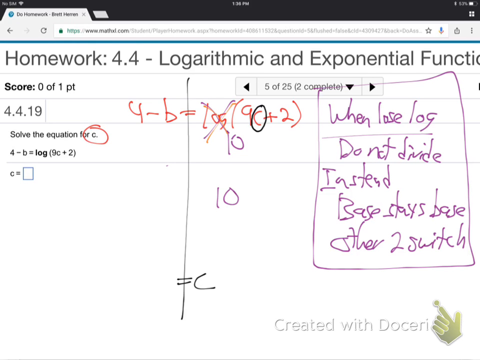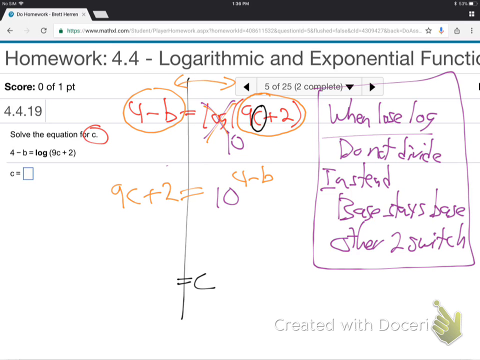The log's gone. He's not there anymore. So what else is left? All the 9c plus 2 and all the 4 minus b. They're going to switch positions. I wrote in the base by the log there, it's helpful. Instead of looking like 10 to the 9c plus 2, they're going to swap, and it'll be 10 to the 4 minus b, and the 9c plus 2 will go over there.